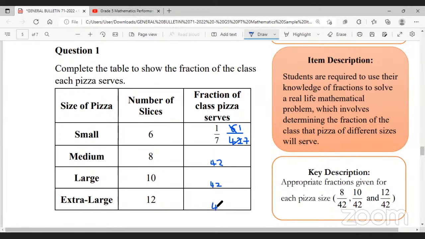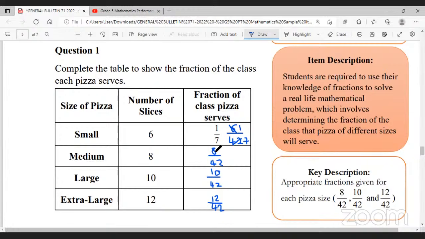And because it's a fraction, you can do it one by one, or you can just do it like how I am doing it now. This is easier for me. So we know that the number of slices for the medium pizza is 8. The number of slices for the large pizza is 10. The number of slices for the extra large pizza is 12. Leaving it as is okay. You can also further reduce it, and that's what we're going to do.